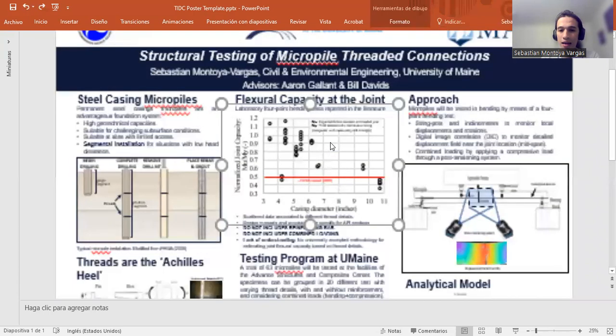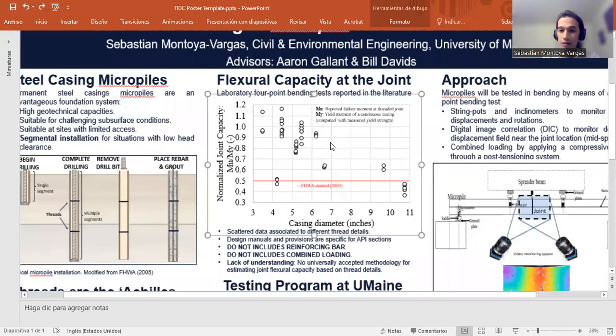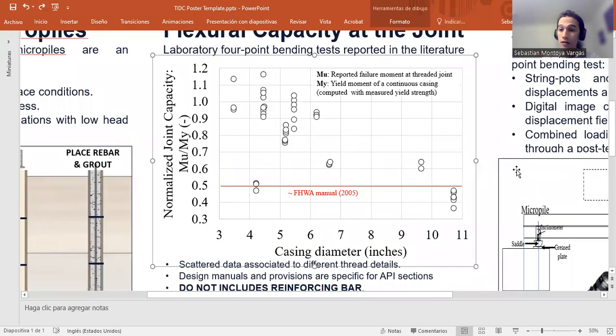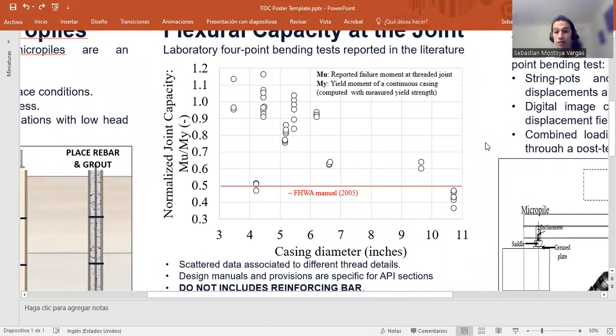But how weak is weak? When we say that the connection is weak, let's say in terms of how weak it is compared with a micropile that doesn't have joints. What if our micropile were continuous?